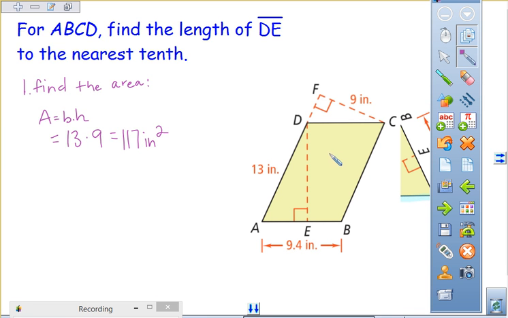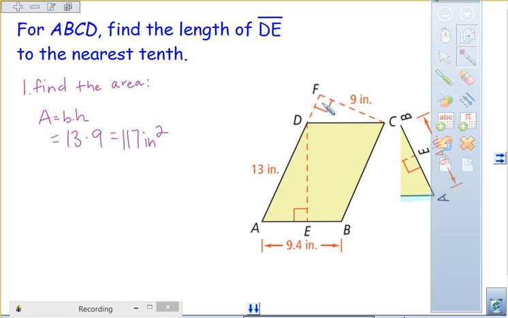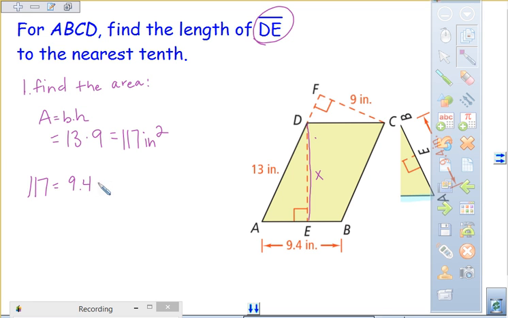So now if I turn the shape back, rotate it, I can use that 117 to find our missing dimension. And here's that missing dimension. I'll call it X, because that's what our DE is. So now, area is 117. That has to equal base 9.4 times that X value. So I'll divide 117 by 9.4, and I'll get 12.4. And that is a length, so I'm just going to write it as inches.